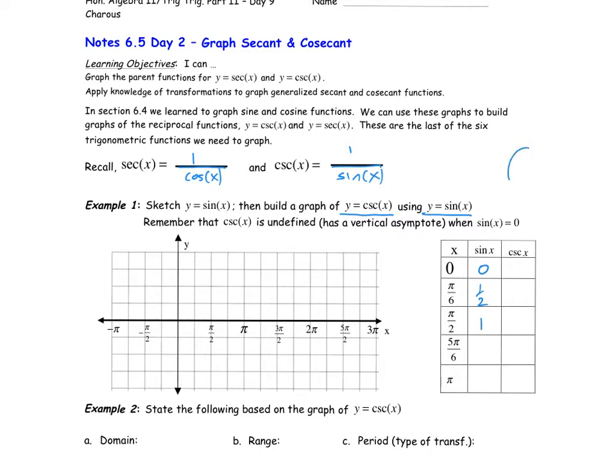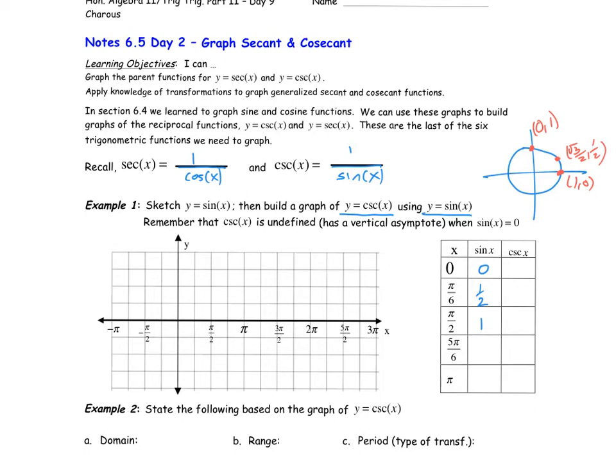And I'm getting these values from the unit circle. I can draw that in over here. So at this value, this is the point 1, 0. On my unit circle, pi over 6, this point is rad 3 over 2, 1/2. So that sine of pi over 6 is 1/2. Pi over 2 on the unit circle has the point 0, 1. Remember, sine is the y value, so sine of pi over 2 is 1.